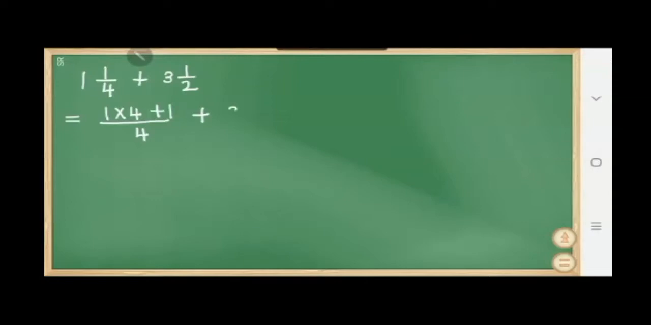I am converting the next mixed fraction, 3 multiplied by 2 plus 1 upon 2. So let's multiply. 1 into 4 is 4 plus 1, 5 upon 4, plus 3 2s are 6 plus 1, 7 upon 2, which gives me 5/4 plus 7/2. Now here 4 and 2 are different denominators, unlike fractions.